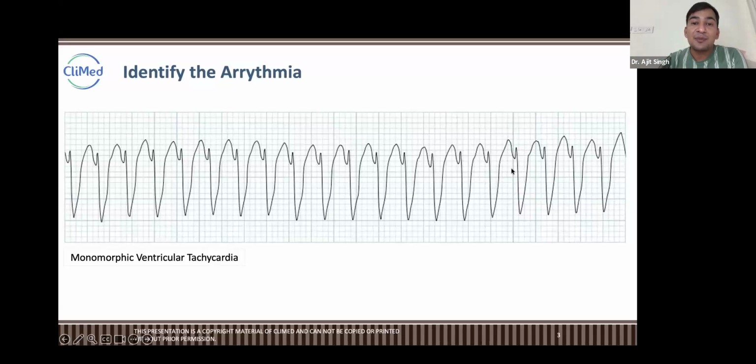There is no RBBB or LBBB pattern. Along with the wide QRS complex and no P wave, there is no RBBB or LBBB pattern. That is one of the most important features of ventricular tachycardias. Usually it is there in other tachycardias. So in ventricular tachycardias, there are no RBBB or LBBB patterns, right?